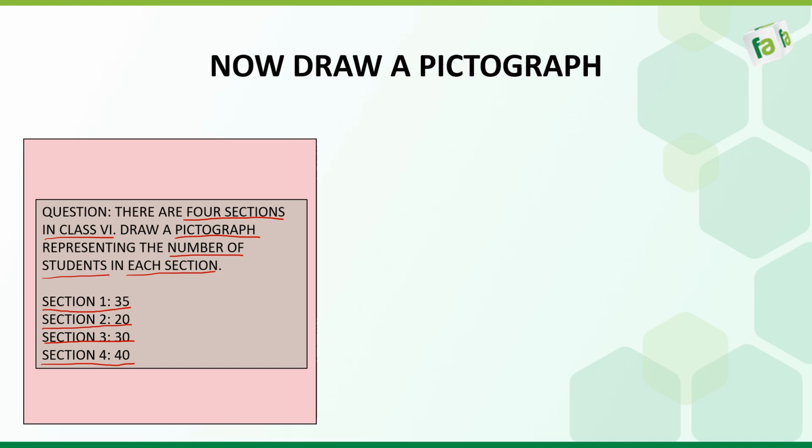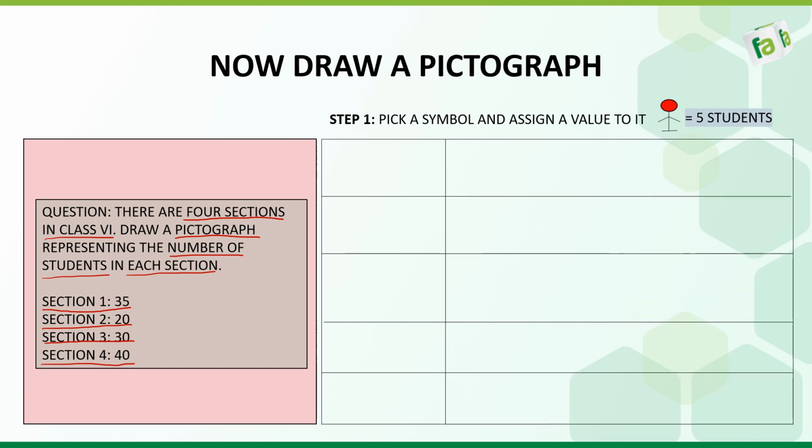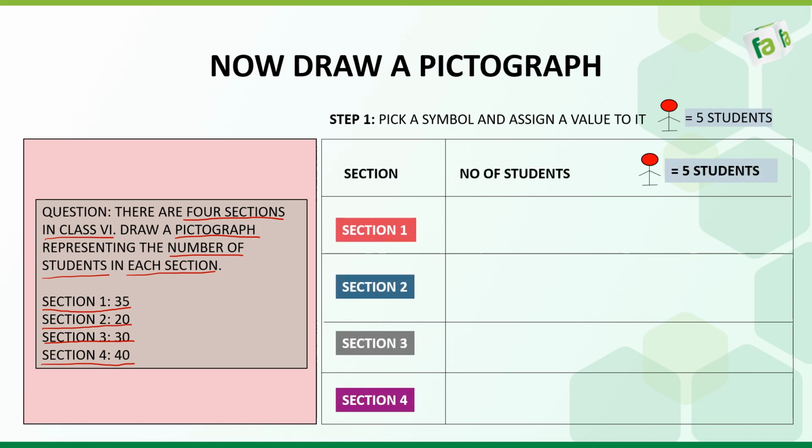Let us get started now. Pick a symbol and assign a value to it. Since the number of students in each section is a multiple of 5, therefore, we assign value 5 to one student. Now, draw a table with 5 rows and 2 columns. Label the columns and the rows with adequate descriptions like section, number of students, section 1, 2, 3 and 4.